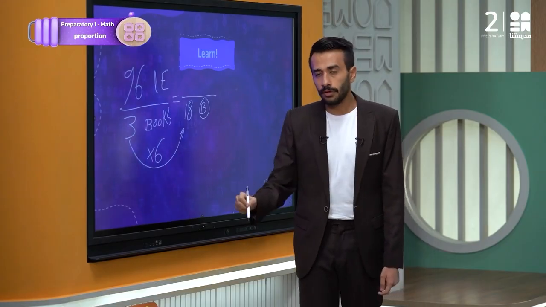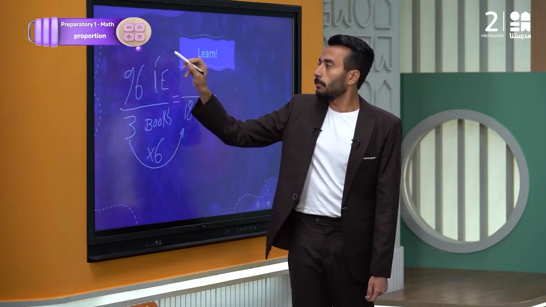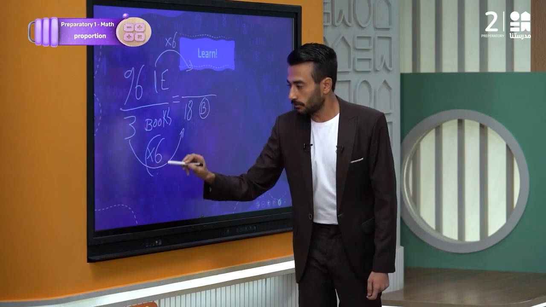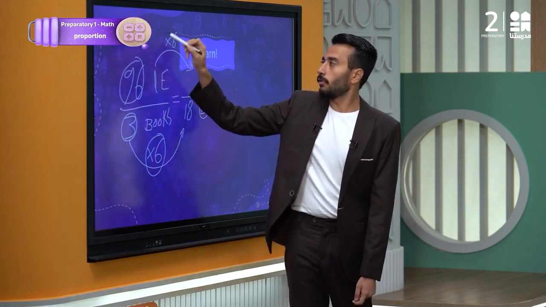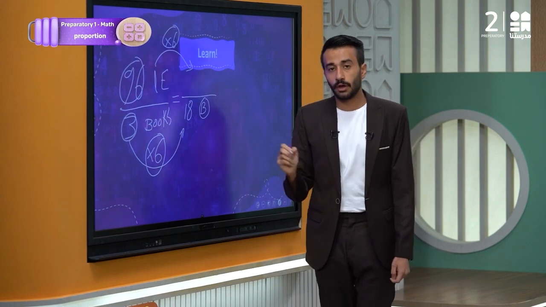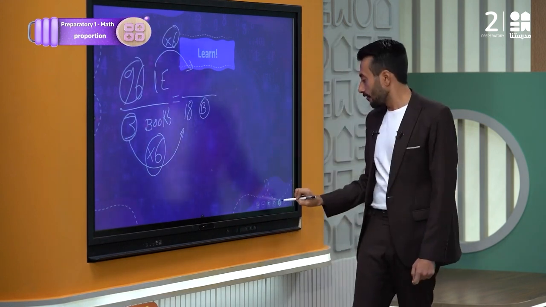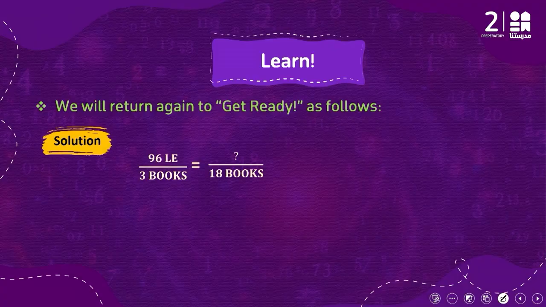Now let's apply the same numbers here. You need to multiply by 6 also. When you multiply this number by 6, you have to multiply this number also by 6. So 96 times 6 is 576, which is the same value as we found before at the beginning.